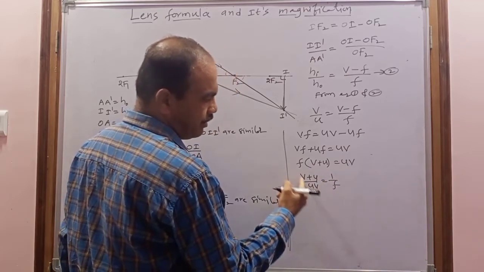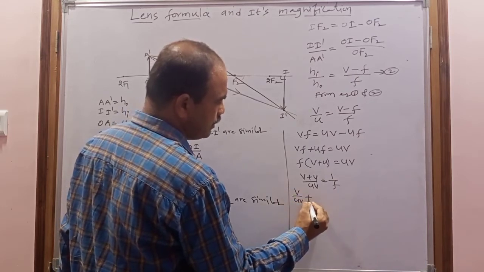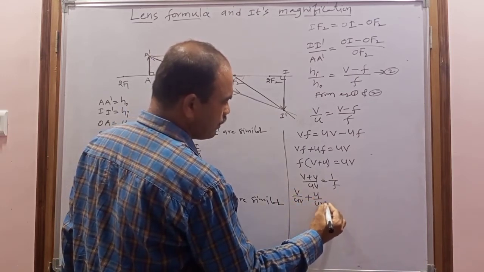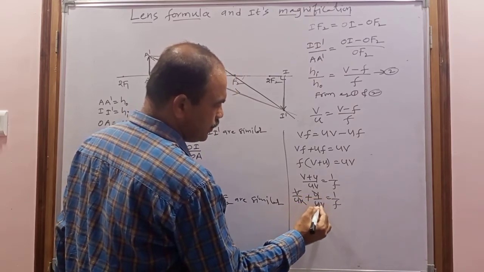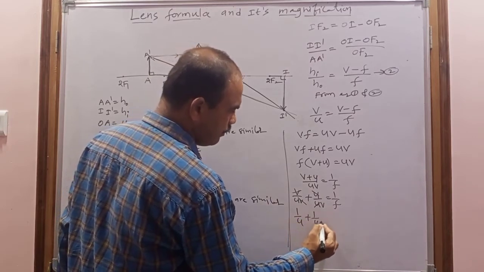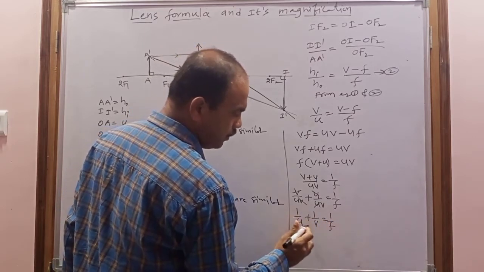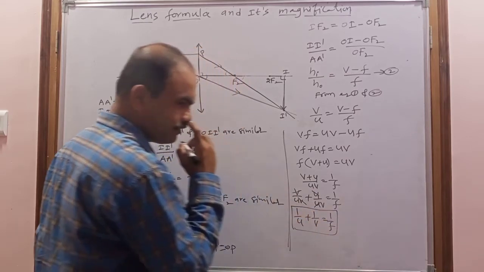Again, this UV can be divided individually: V by UV plus U by UV equals 1 by F. So this V will be cancelled and this U will be cancelled. Then what you get is 1 by U plus 1 by V equals 1 by F. So this is called the lens formula.